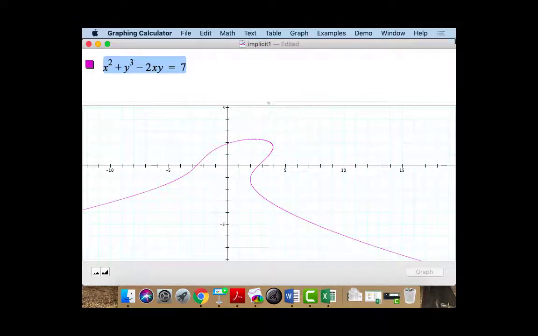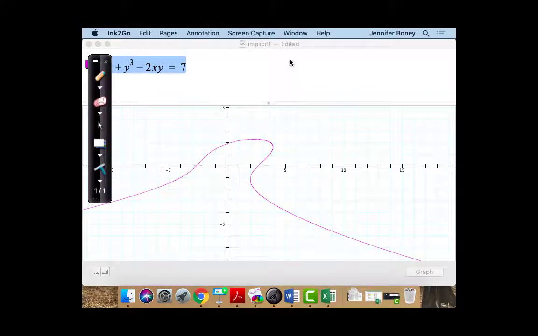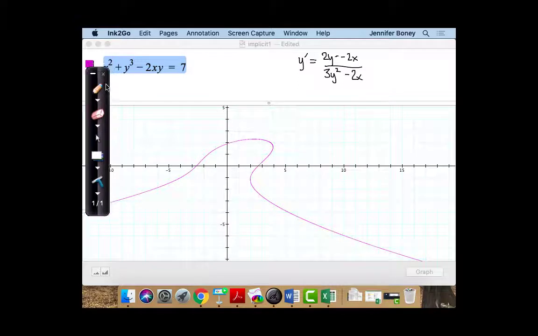All right, so y prime. Y squared minus 2x, or no, 2y minus 2x over 3y squared minus 2x. So that's our derivative equation for this. Let me scoot this a bit.